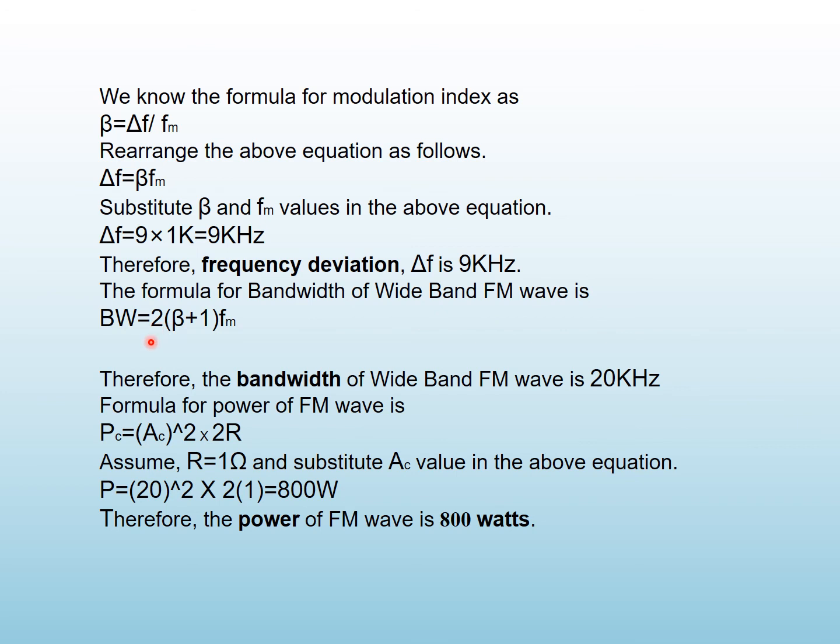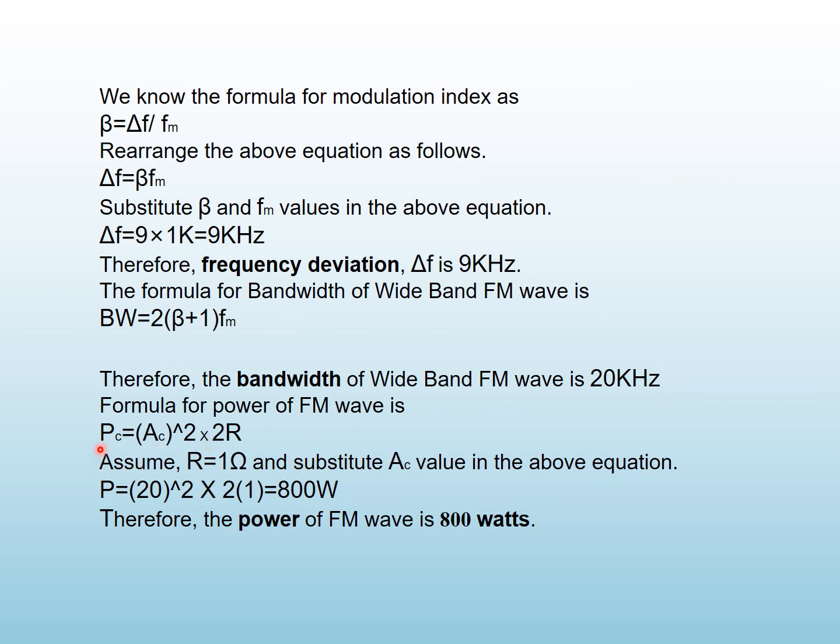To calculate the bandwidth of the wideband FM, your bandwidth is equal to twice beta plus 1 times fm value. So beta is 9, 9 plus 1, it is 10, 10 into 2, fm is going to be 1 kilohertz, so totally it is 20 kilohertz.